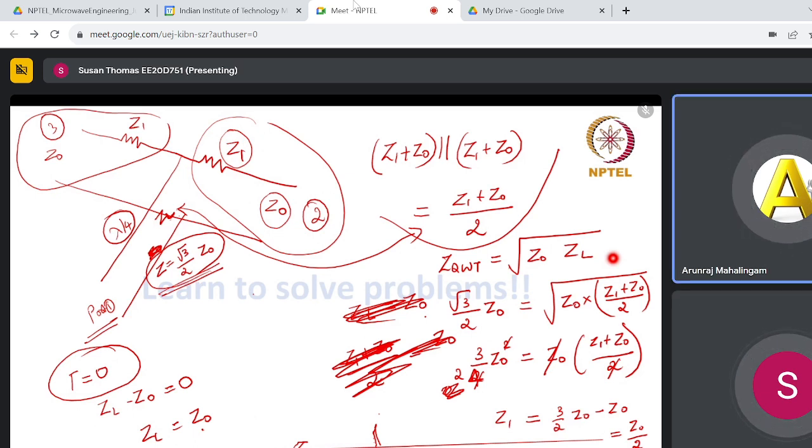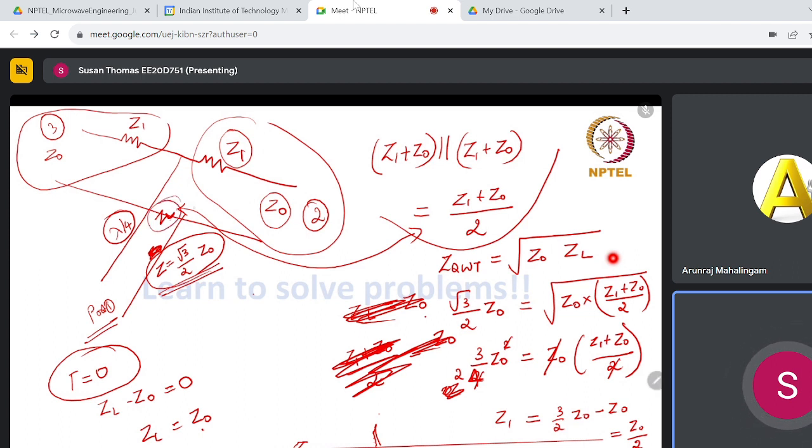Yes, now clear. I will give a brief of that. You take port 2, port 3. Take the equivalent: port 2 in parallel with port 3. That equivalent impedance is nothing but the load. Now, between the load and port 1, you have a lambda by 4 line. So, apply that equation for a quarter wave transformer. That's all.